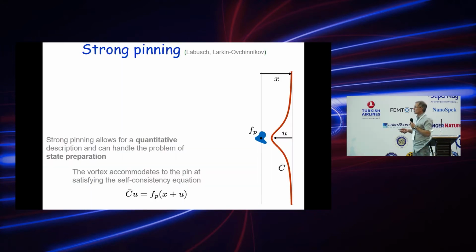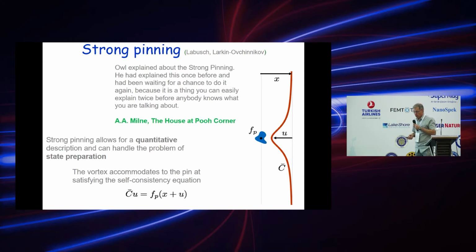So strong pinning theory actually goes back to Labusch and Larkin-Ovchinnikov, so end of the 60s, the 70s. It's the oldest theory of pinning, even though it was a bit forgotten. And every time I try to remind what it is about: it simplifies the complicated problem of statistical averaging over disorder into relatively simple averaging over one pinning center.